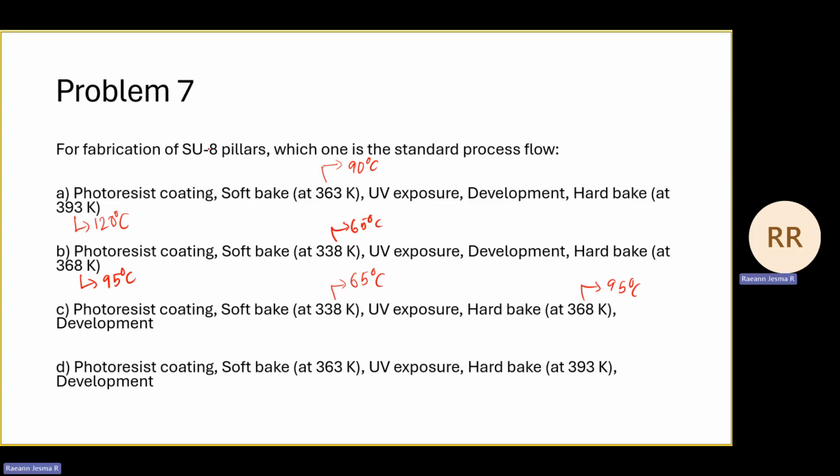So which one is the correct answer? And before that, you know that SU8 is a negative photoresist. So the sequence of steps that we use in a negative photoresist are somewhat different from that of the positive photoresist. Another thing is that in negative photoresist, the exposed regions will remain insoluble, whereas the unexposed regions will be soluble. So which one is the correct process flow? The correct answer is option C.